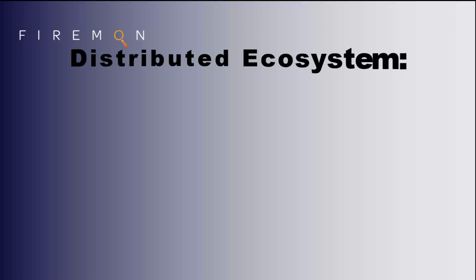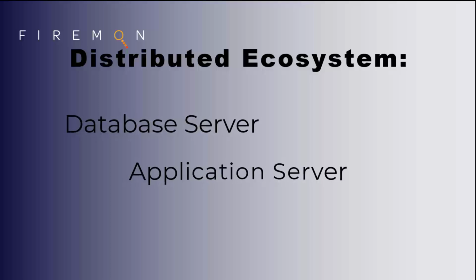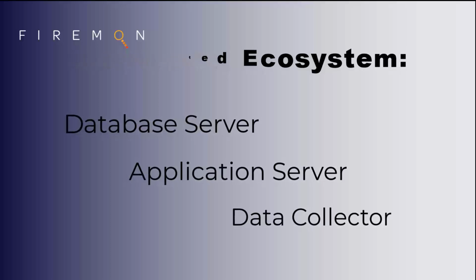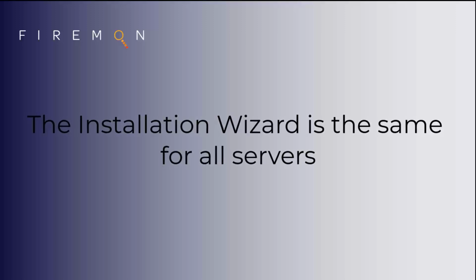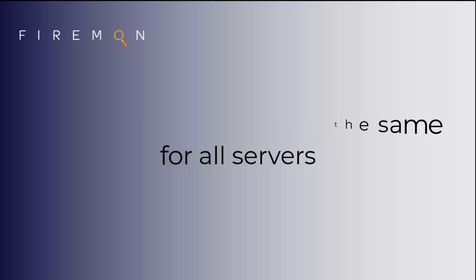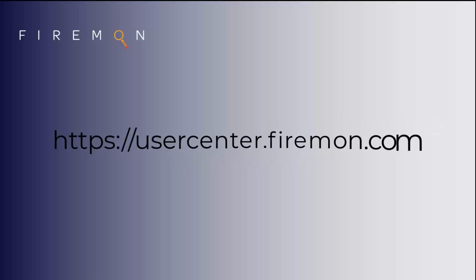In this video, we'll build out a distributed ecosystem consisting of a dedicated database server, an application server, and finally a data collector. Running through the installation wizard will be the same for each server, but the different roles are determined first by the distribution files downloaded from the FireMon User Center. On that note, let's go into the User Center and review the different types of distribution files so that you can best determine what you need for your environment.